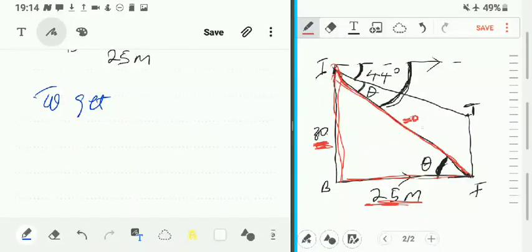If I work this side, I'll have three sides given. Immediately, I can solve for this angle here. But I think that will be a long journey. Let me just solve for theta. Theta is the angle.